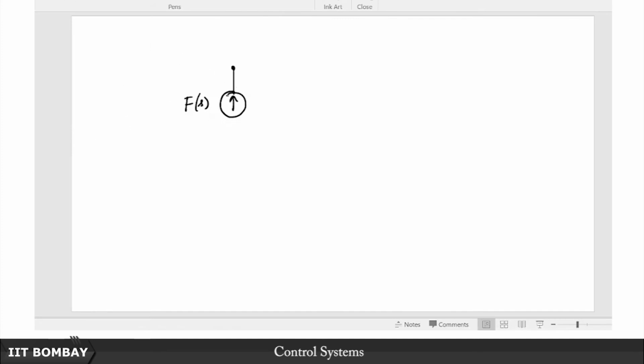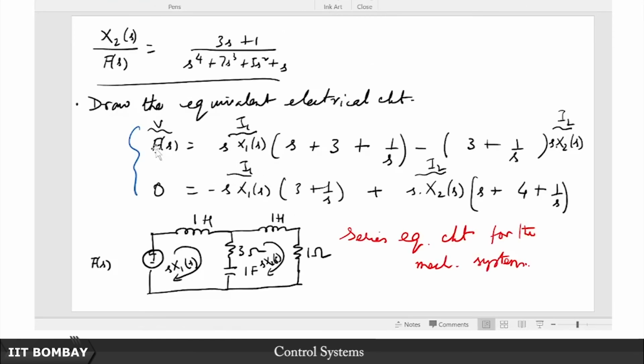So consider, for example, let us call this node 1. Let me first draw nodes, like I draw loops first while writing KVL. Let me call this node 2. Let us not call it V1, let us call these, in the transform domain, sX1(s) and sX2(s). Of course, from the first equation I know that node 1 is fed by a current source, which is F(s).